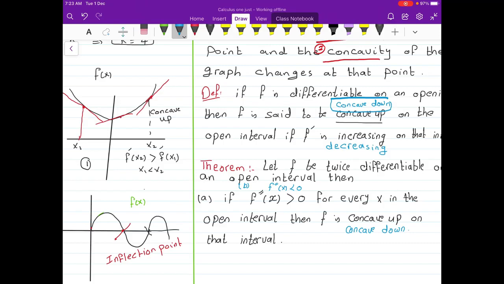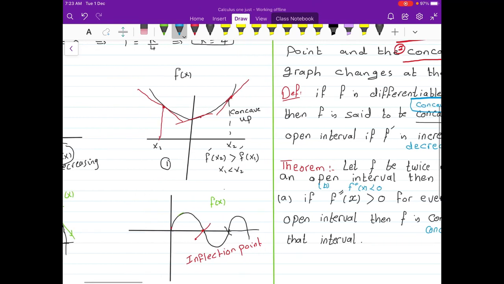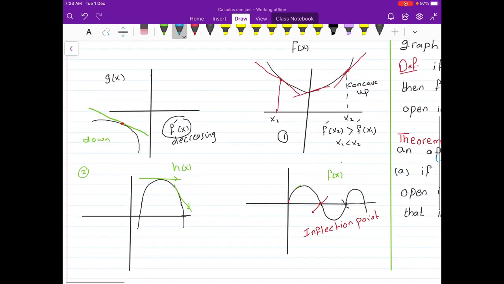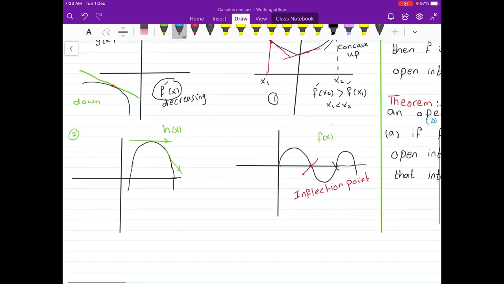Now, f prime increasing, when we say f increasing, it is not the same. If f(x) is increasing, that means f prime of x is positive. Now we say f prime of x is increasing.